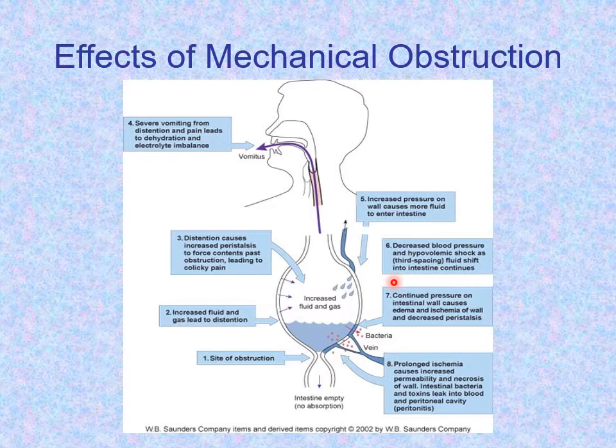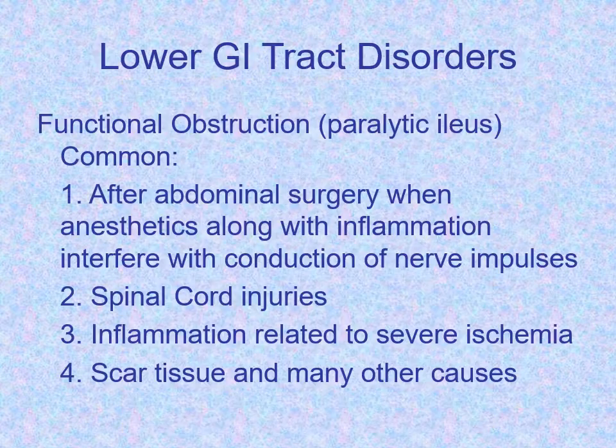So you're losing fluid from the blood, and that continued pressure on the intestinal wall causes edema and ischemia of the wall and decreased peristalsis. And over time, this diminished blood flow causes increased permeability and necrosis of the wall. Intestinal bacteria and toxins leak into the blood and peritoneal cavity, resulting in peritonitis. Not a very nice thing.